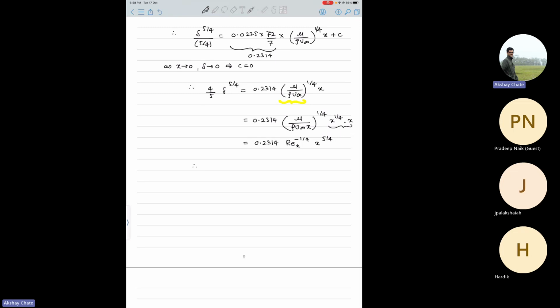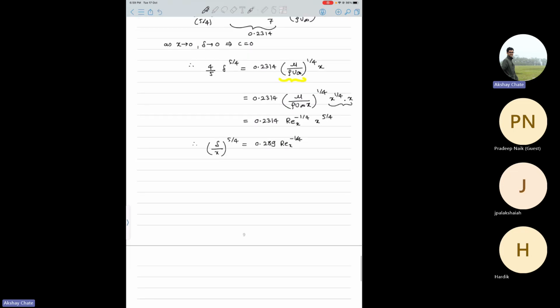And now you can do one more thing. You can put this delta by x because both of them have power 5 by 4 together. And this 0.8 will be going there. So it will become 5 by 4. So this value into 5 divided by 4, it becomes 0.289 into Reynolds number minus 1 by 4.